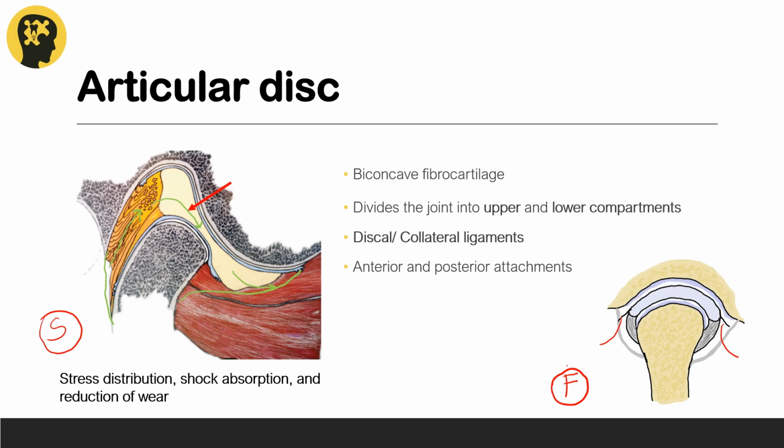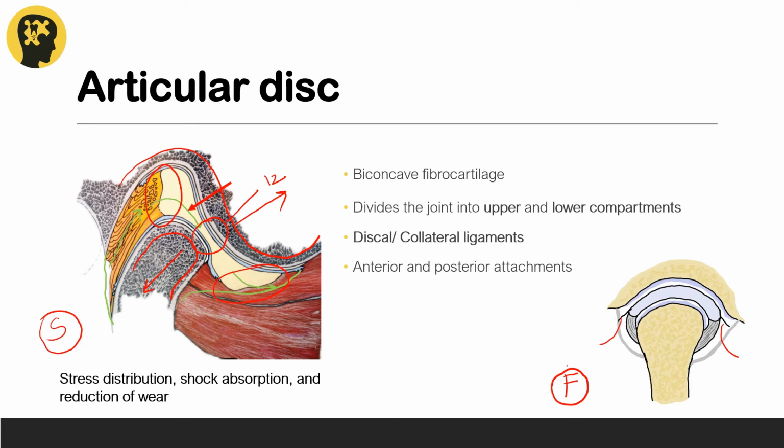Now, if we take a look at the anatomy of the mandibular fossa and articular eminence above and the condylar head from the side, we'll see that the anatomy of these structures gives the articular disc a biconcave shape, meaning that it is concave both towards the eminence and towards the condyle. So it is thinner in the middle area, which is called the intermediate zone, and it is thicker in the anterior and the posterior areas.